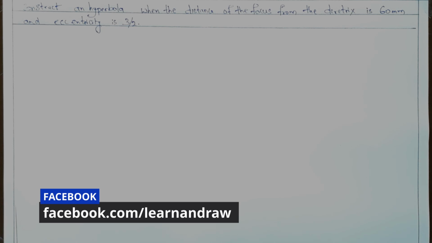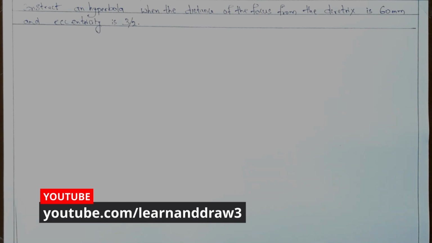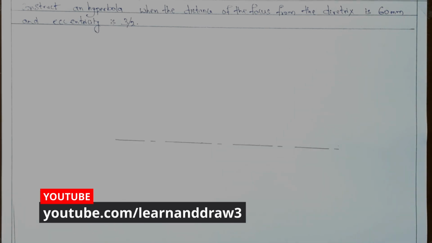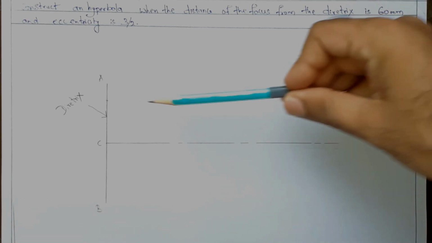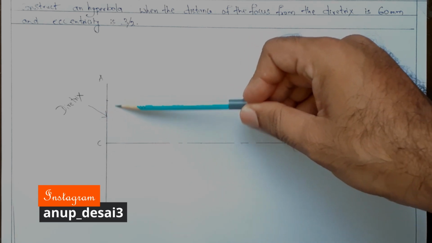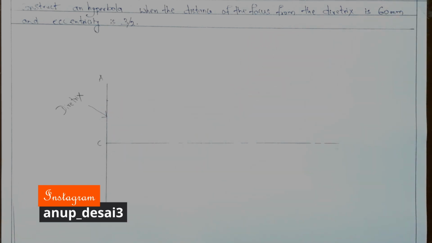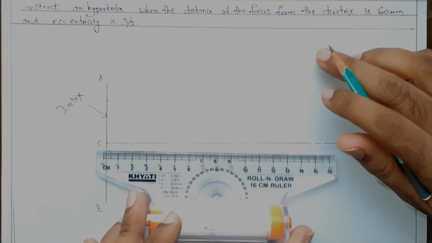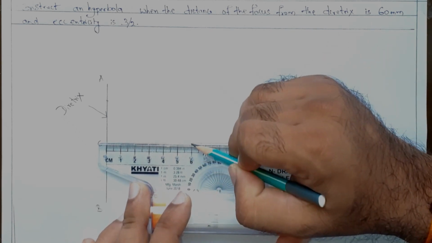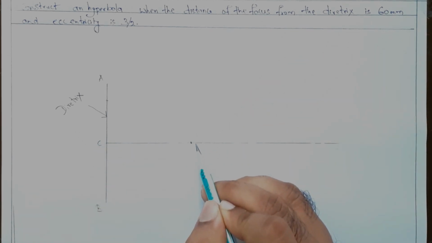So, they have given the distance of the focus from the directrix, that is 60 mm, and also they have given the eccentricity as 3 divided by 2. So, first let us draw an axis line of convenient length. Now, let us draw the directrix. So, this is the directrix. Now, we have to mark the focus, that is at a distance of 60 mm from the directrix. So, let us mark the focus F. So, this is the focus F.